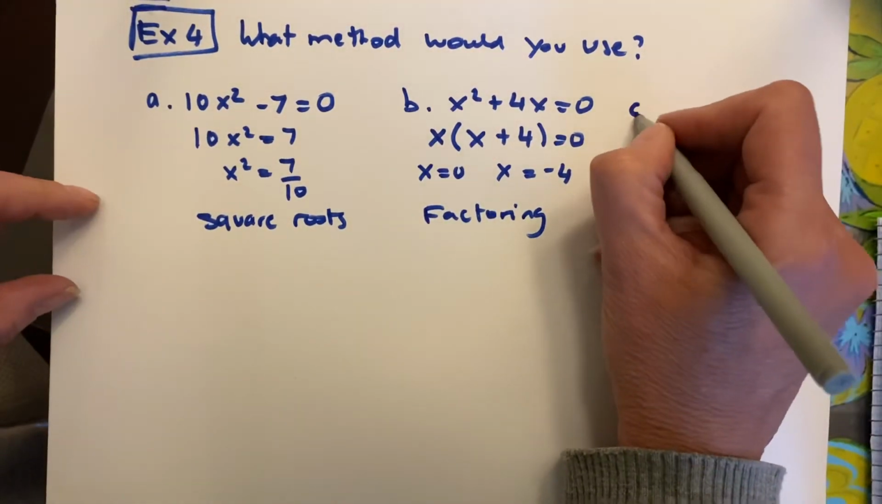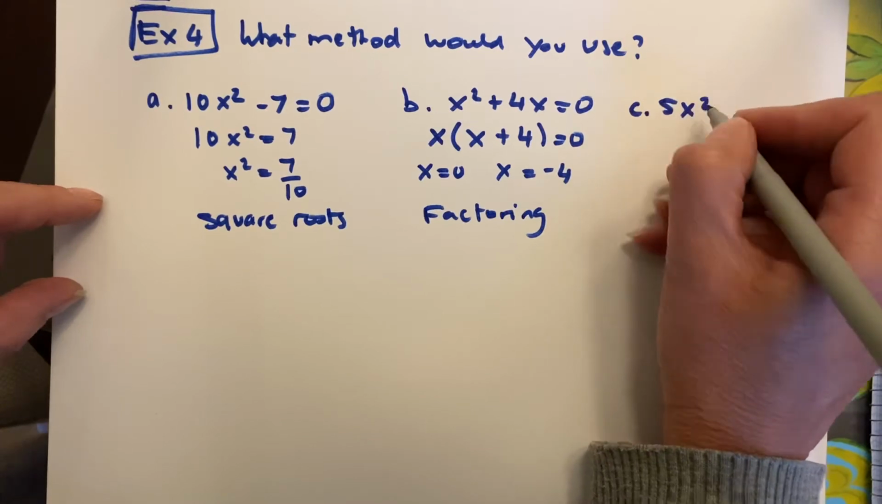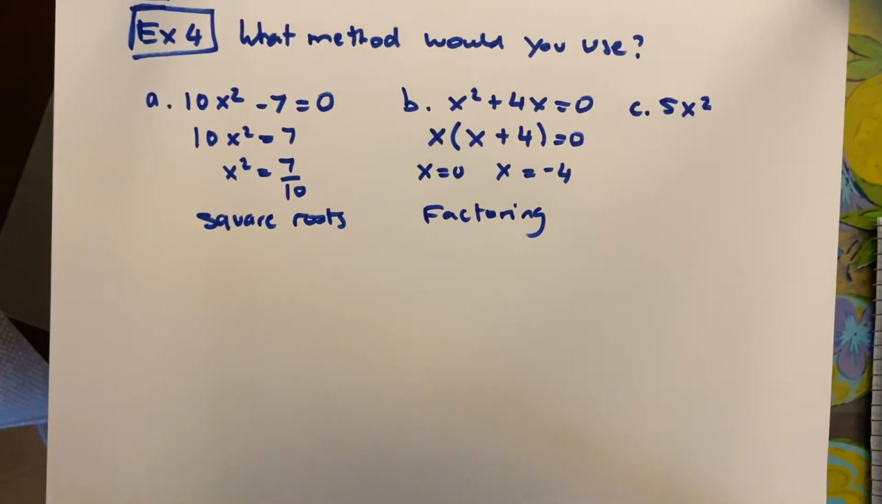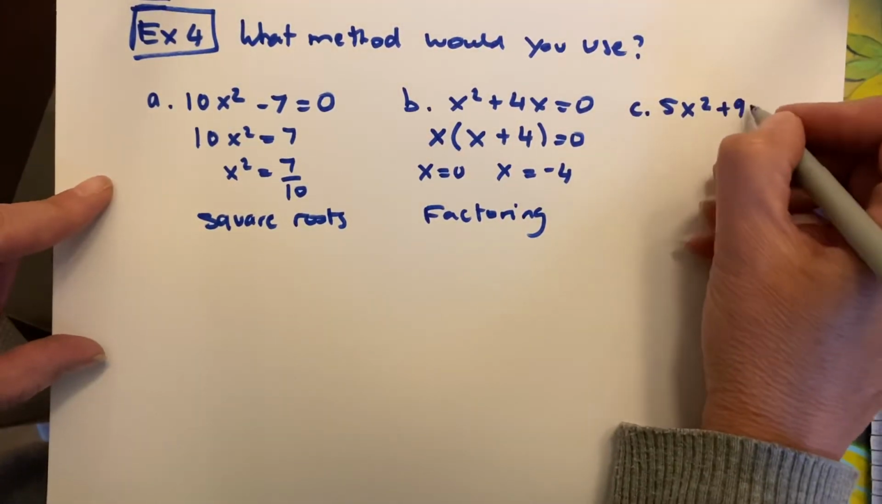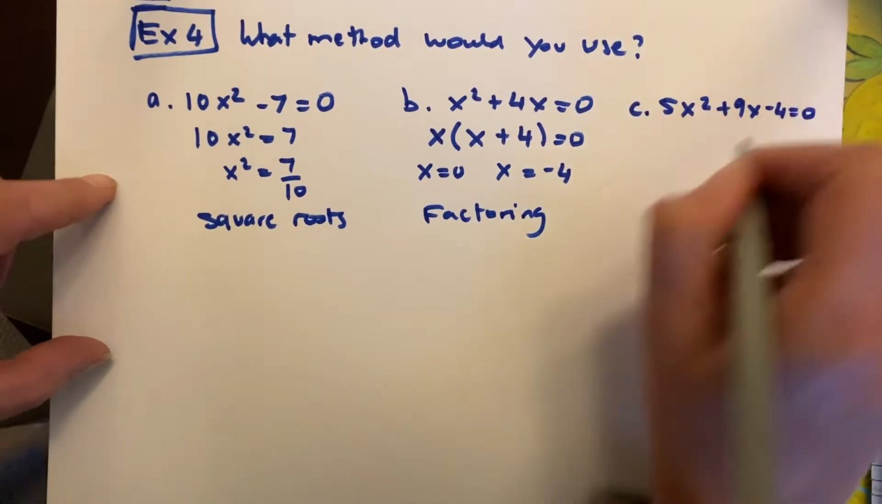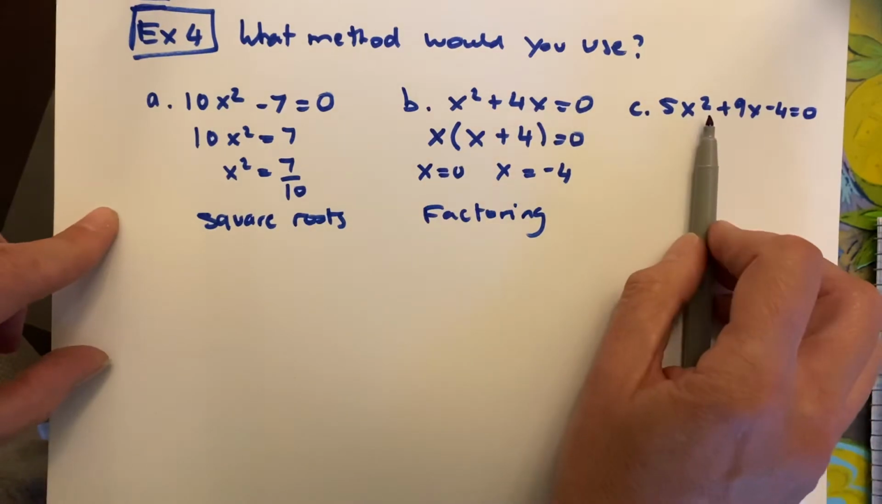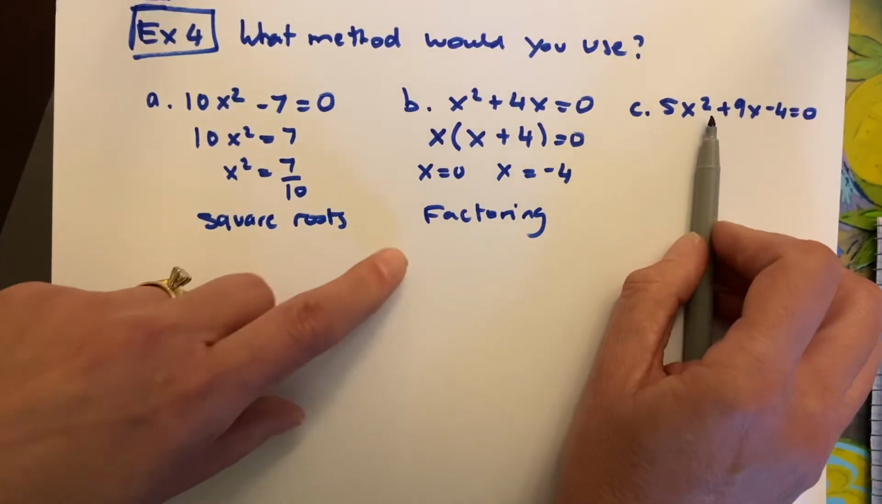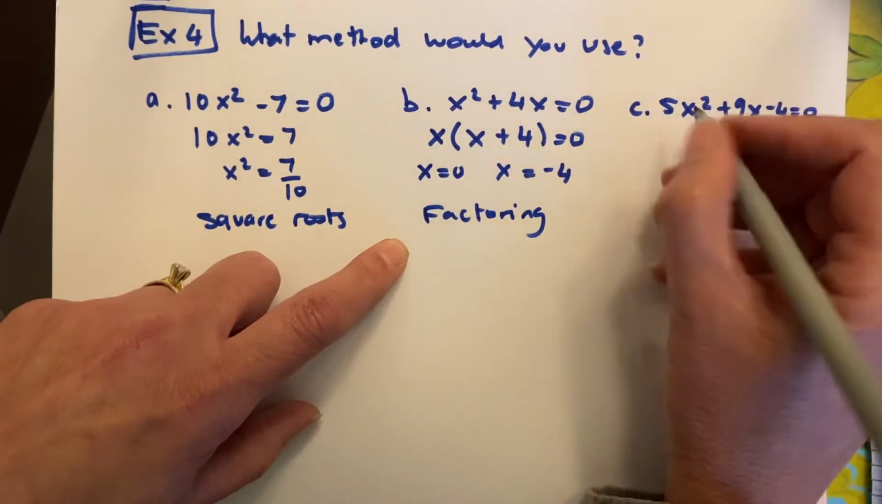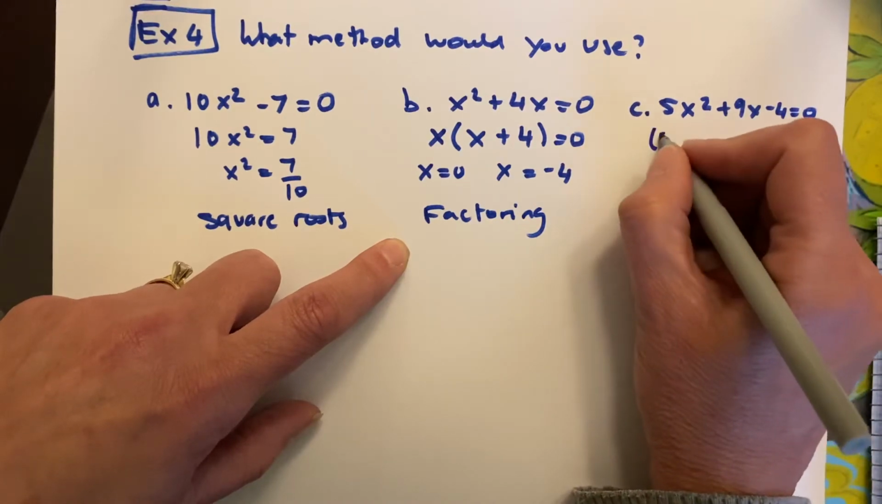Let's look at C. 5x squared plus 9x minus 4 equals 0. Okay, well, clearly I can't use square roots. Factoring, 5x, x, let's see.